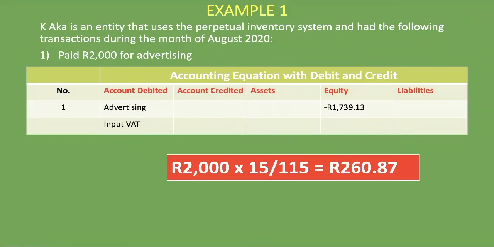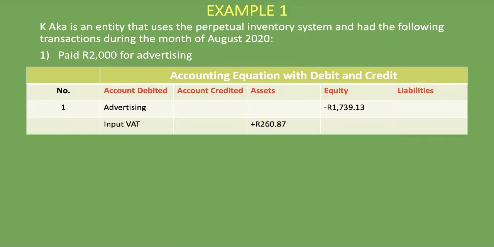Now, is this a positive or a negative? Well, it's a positive because input VAT is an asset. It's increasing our assets. So we're going to put plus 260 Rand 87 cents on the asset side. Remember, we have to show the signs, whether it's positive or negative. What is our third account? Well, if you remember, I mentioned it.